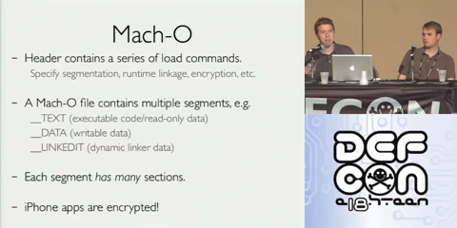The Mach-O header is a series of load commands, so they specify how the binary is segmented in memory, what frameworks it's linked to at runtime, whether it's encrypted, and so on and so forth. There are 3 segments that we're going to be caring about today: text, data, and link edit. Text is where the executable code and read-only constants are. Data is where we have the writable data or any sort of things that are initialized but can be mutable. And link edit is all of our dynamic linker fun.